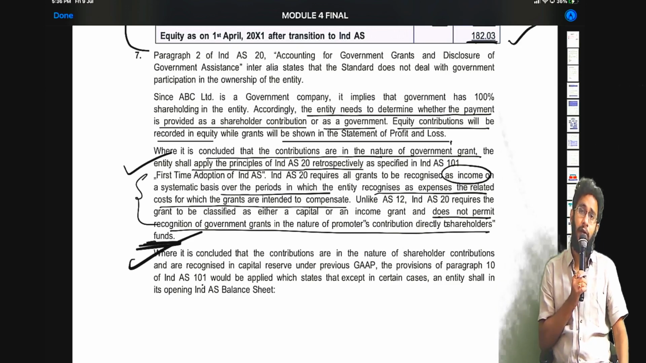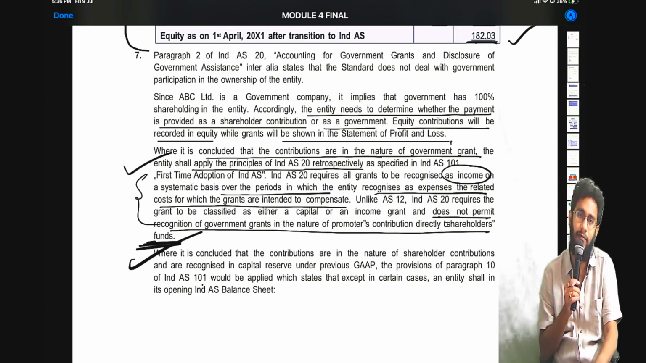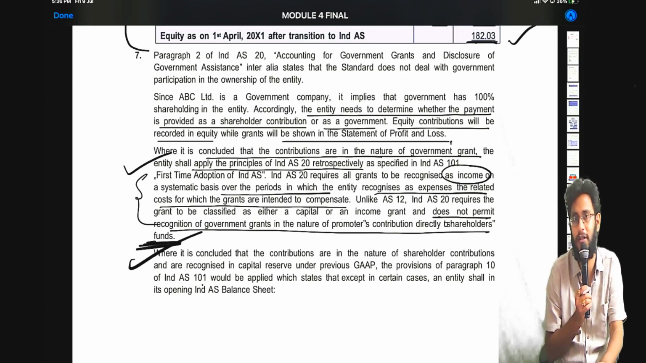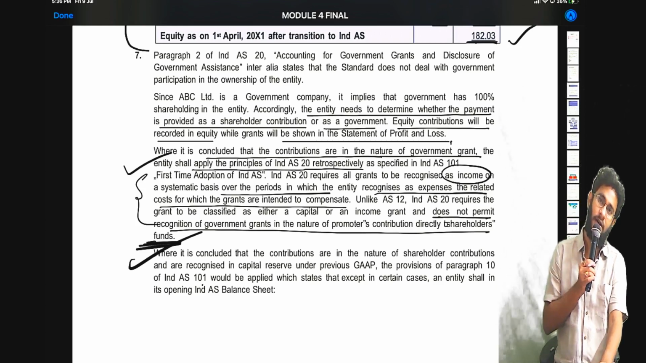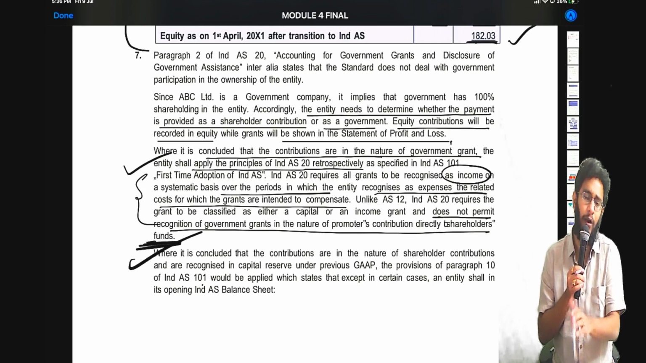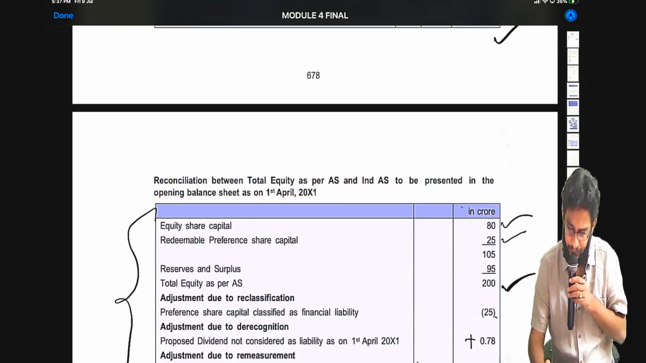But if the money is received in the capacity of government, as a grant, if the government is acting like government and not like a shareholder, in that case it cannot sit under the heading of shareholder funds. It is to be treated as a deferred income and over a period it will be released to P&L. So that is the answer.